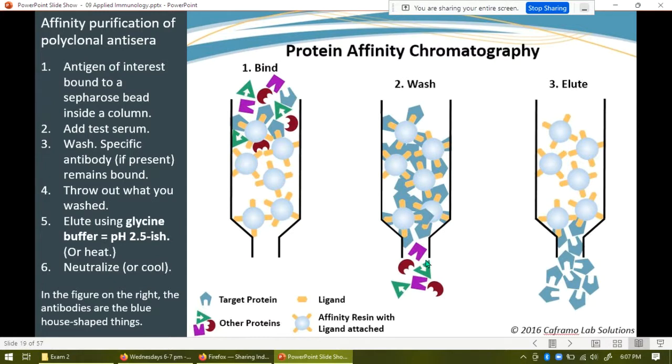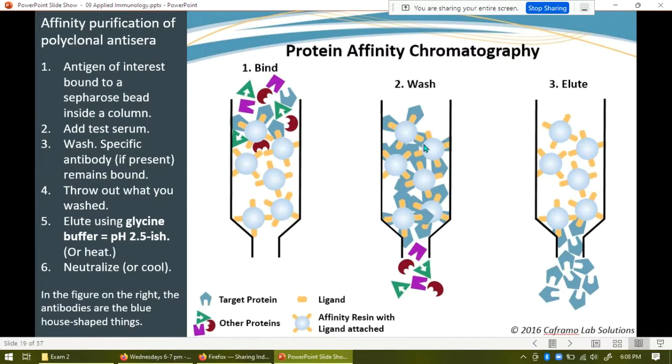Then they're going to wash everything else out, and through the washing step, specific antibody will remain bound to the beads if the specific antibody is present, which there's a good chance it is. Otherwise, you probably wouldn't be doing this test. Then you throw out everything that you washed, all of your excess antibodies and proteins and cell lysate materials, right? So what you're left with is only your specific antibody left inside the column.